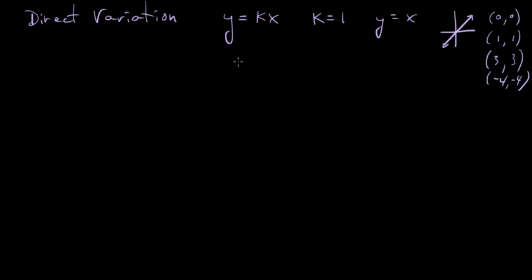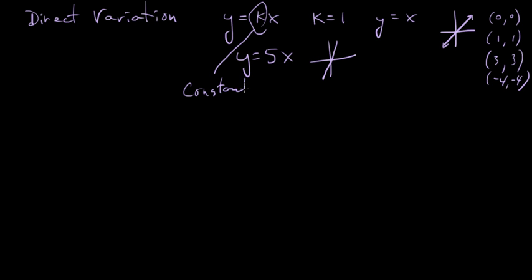Now remember, you also had things like y equals 5x, and that would look kind of steeper, like this. Either way, k is your constant of variation, because k didn't change. X and y changed, but k didn't change. That's the coefficient on the x, and it's also your constant of variation.